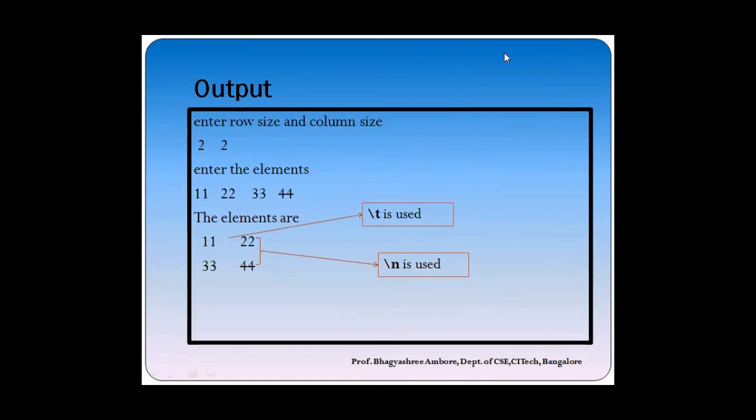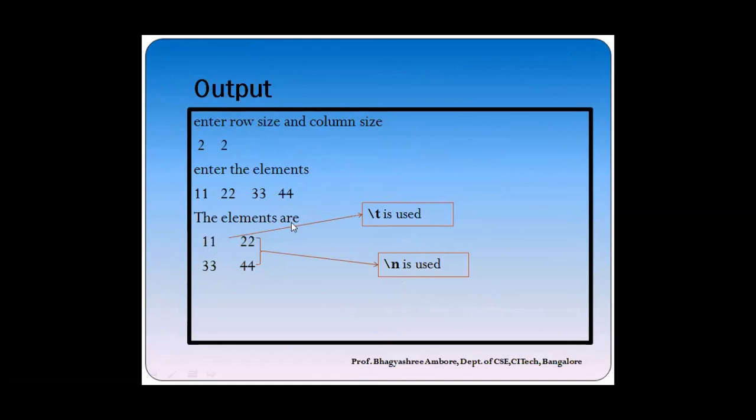Now the output. It is asking me to enter the row size and the column size. I have entered 2 and 2. 2 will be assigned to M and 2 will be assigned to N. Now enter the elements. I have entered 11, 22, 33, 44. You can enter a few more elements, but it will not take those elements. Now the elements are printed in matrix form.